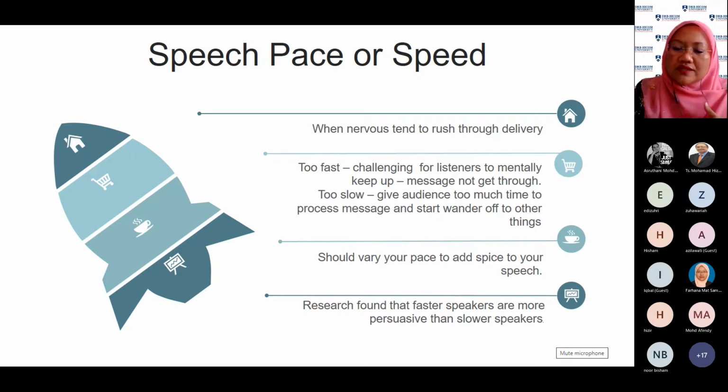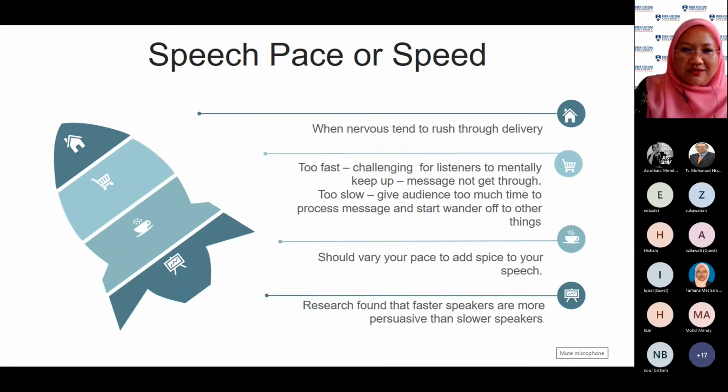Otherwise, they will just listen halfway and then think, oh, such a boring pace. If you speak very slowly, people tend to fall asleep, right? So make sure you vary your speech when you make your presentation. Maybe some parts you need to go fast and some parts a little bit slow. It depends, all right?